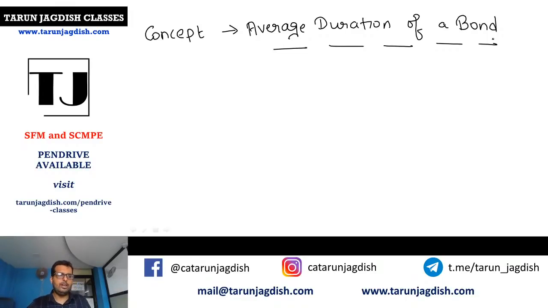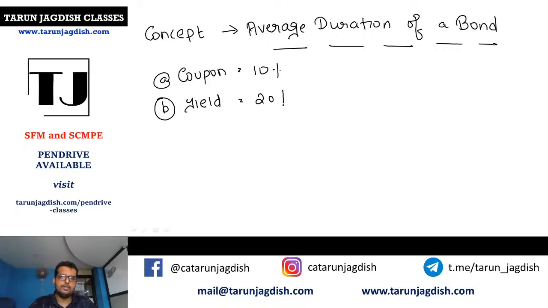Alright friends, I will now give you a very simple example for explaining this part. Okay, now everyone look over here. Suppose the coupon rate given by a bond is 10%. Point number B, the yield is 20% and the life of this bond is turning out to be 5 years. I repeat, the coupon rate is 10%, yield is 20%, and the life of the bond is turning out to be 5 years.